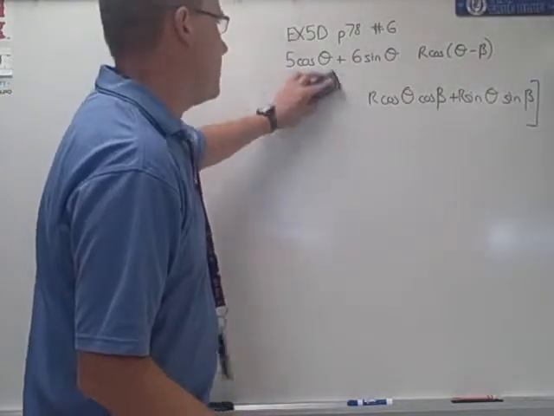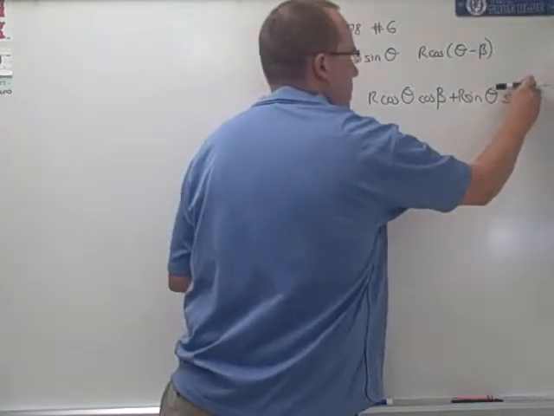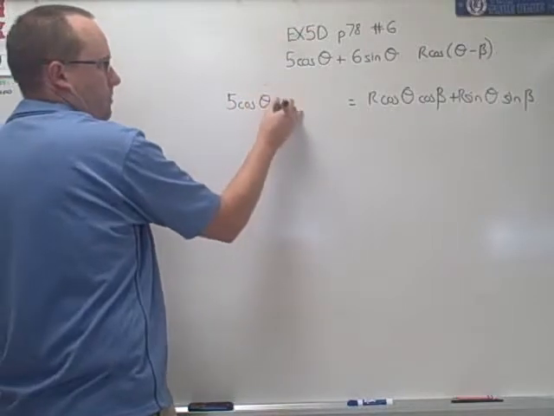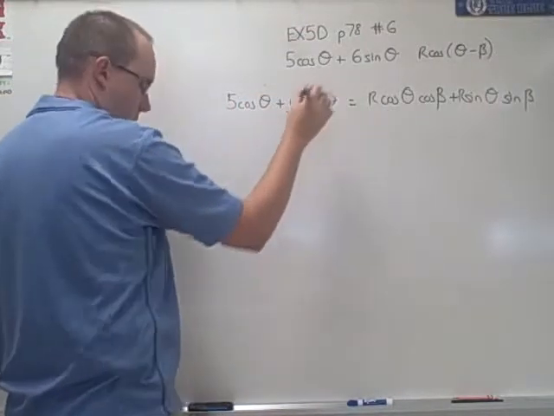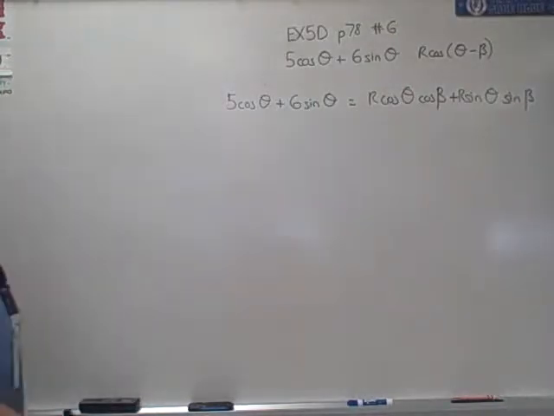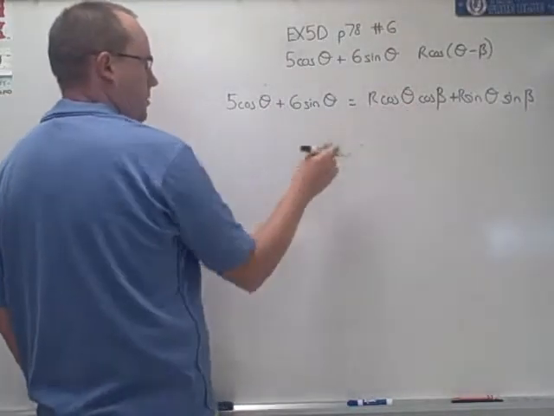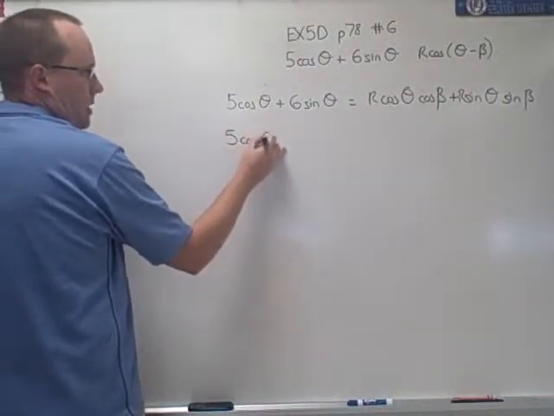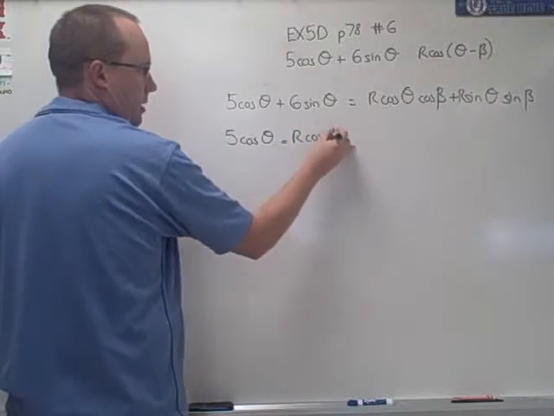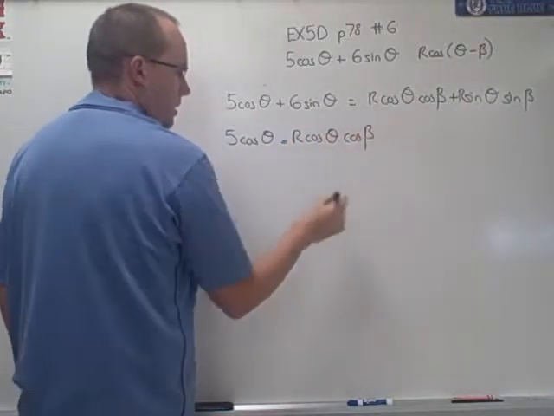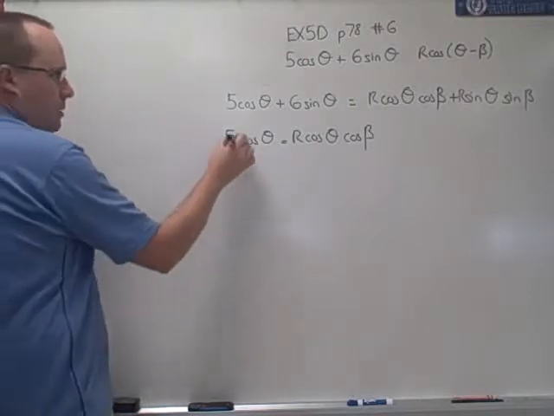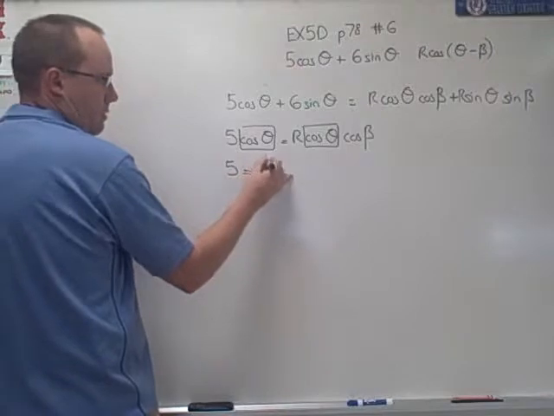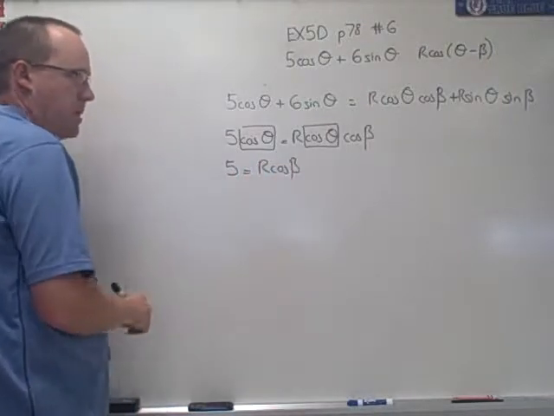And now what we're going to try and do is match up that identity with the expression given to us in the question. So in other words, 5 cosine theta plus 6 sine theta. Luckily, I see cosine theta here and cosine theta here, so I'm going to set this expression equal to this expression. What I'm really doing here is comparing coefficients. As these two things are the same, the number of cosine thetas must be the same in both. So in other words, 5 equals r cosine beta.